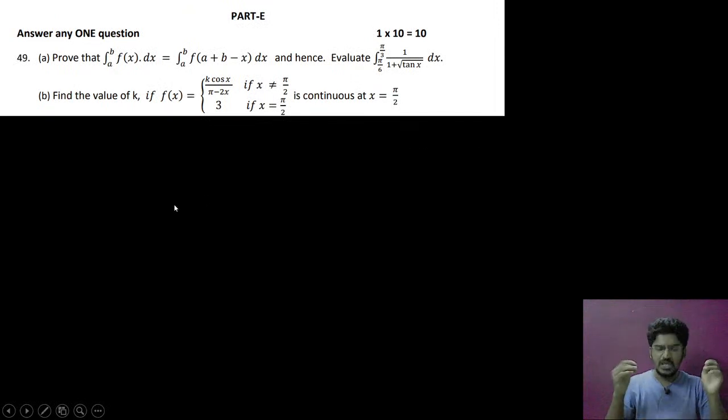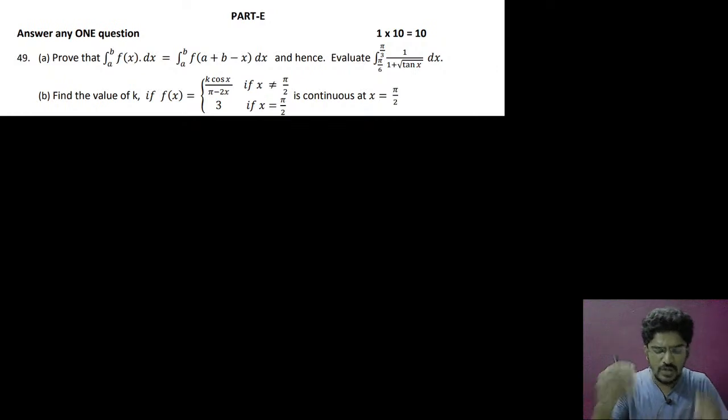In this part E, there will be 2 questions, 49 and 50. The 49th question will have A and B, and the 50th question will also have A and B. If you want to solve the 49th question, you have to write A and B of the 49th question. If you want to write the 50th question, you have to write A and B of the 50th question. Be careful regarding that. Don't write the A question from 49 and the B question from 50. If you choose one question, you have to write both answers, part A and part B, from that only.